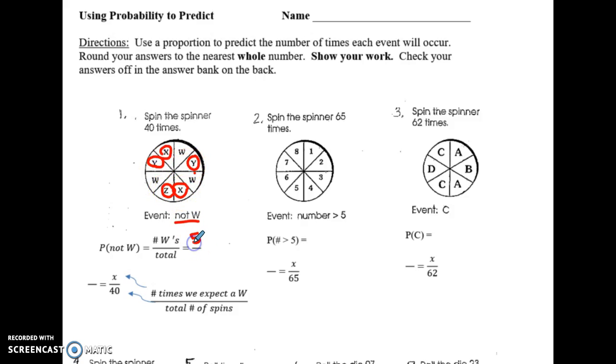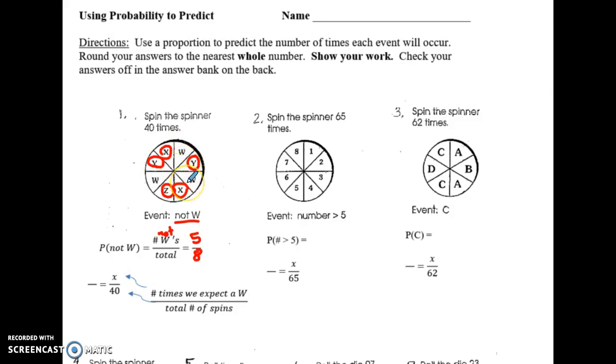That's going to be the top of our probability fraction when we're trying to find the probability of not W's. We're actually looking for the number of not W's for the top and the total number of places where I could land. And now notice this spinner has been cut into 8 sections. So the probability of landing on not W is 5 out of 8.